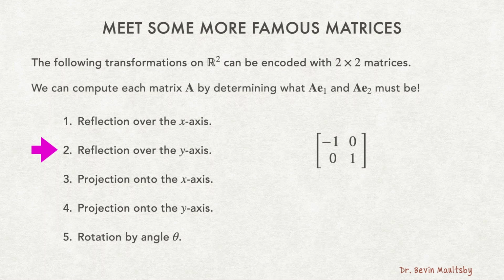And then again, you could take this matrix and multiply it with any pair of coordinates you like, and you'll notice what happens is that the x coordinate gets flipped and the y coordinate stays the same, and that is indeed what it looks like to reflect the xy plane over the y-axis.